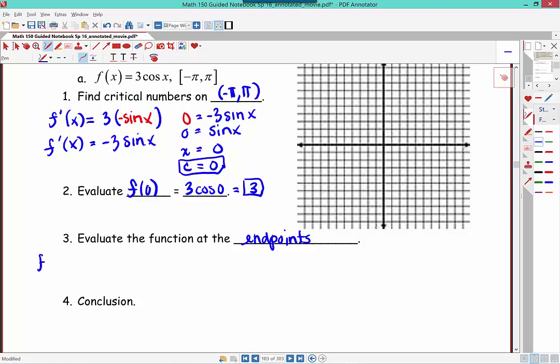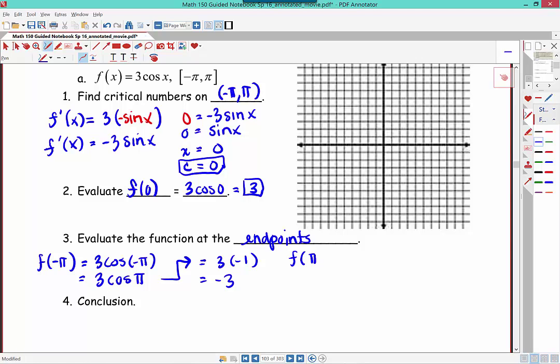So f at negative pi, again, we're using the original function, is 3 times cosine at negative pi, which is 3 times cosine at pi, since the cosine function is even, which will be 3 times negative 1, which is negative 3. And f at pi is equal to 3 times cosine at pi, which we just found was negative 3.